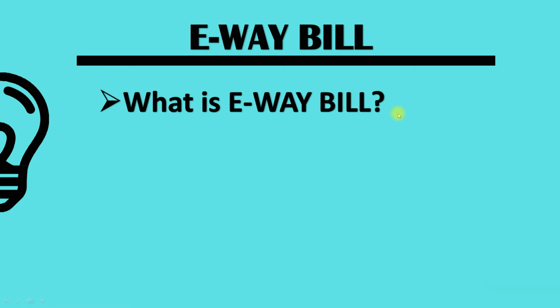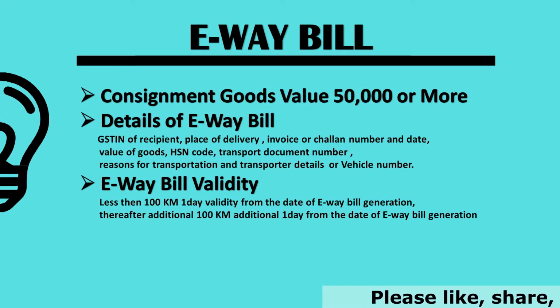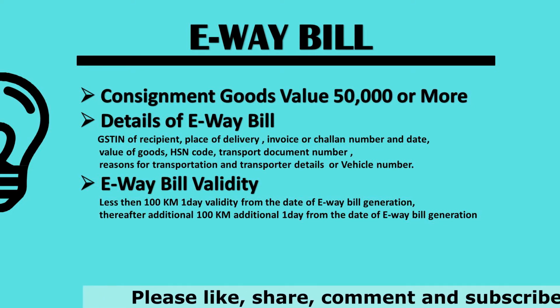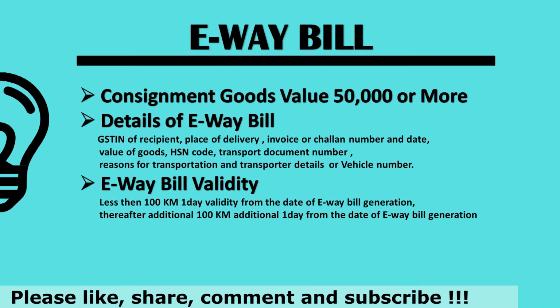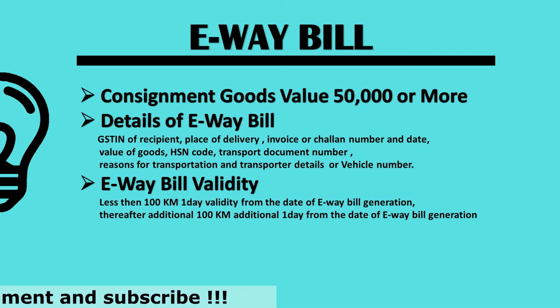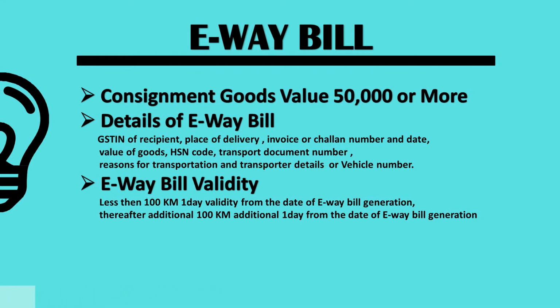As per Rule 138 of GST Rules 2017, every registered person has to maintain movement of goods of consignment whose value is more than 50,000. They have to furnish the following details: GST of recipient, place of delivery, invoice or challan number and date, value of goods, HSN code, transport document number and reason for transport, transporter details or vehicle number.